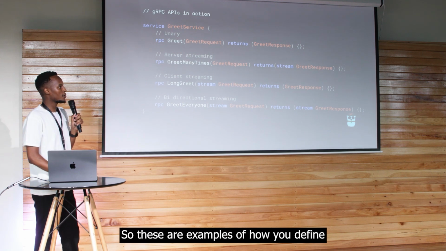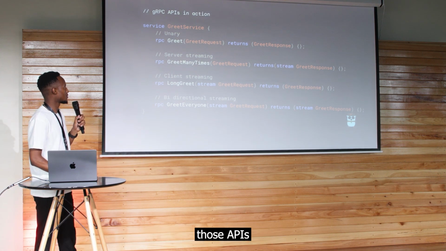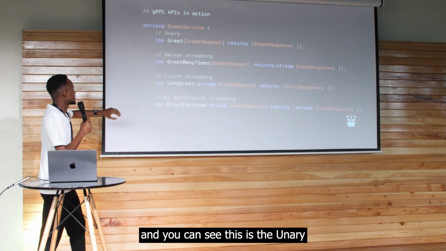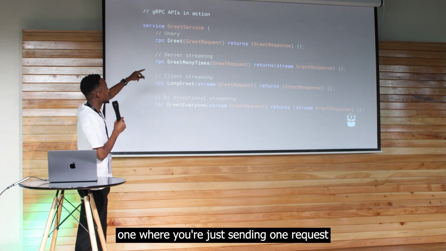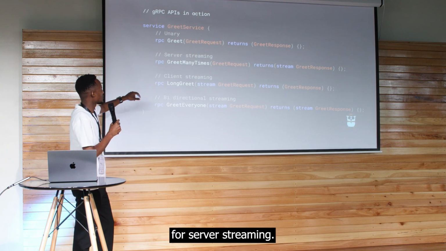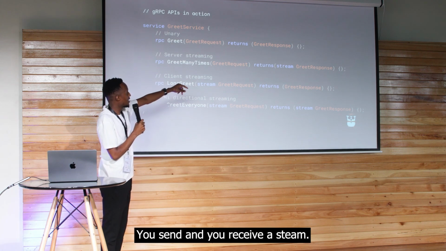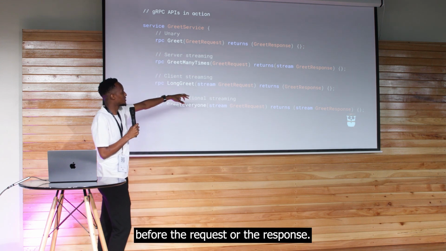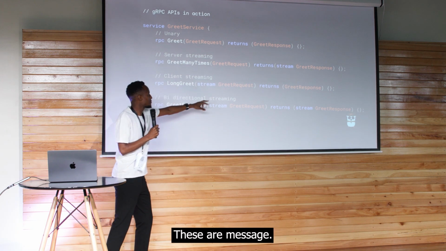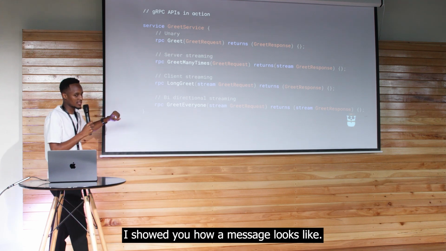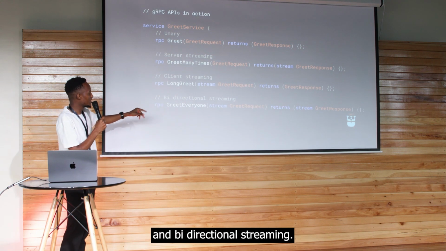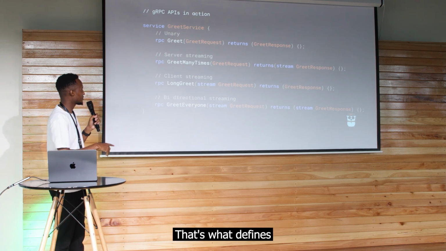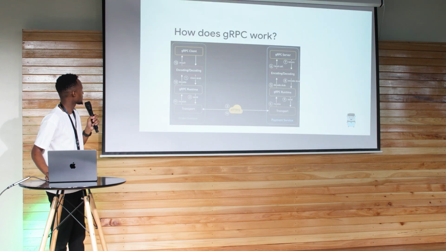So these are examples of how you define those APIs. I showed you the service part of the protobufs. You can see this is the unary one, where you're just sending one request and receiving one response back. For server streaming, you send one request and you receive a stream. So you only have to add a stream keyword before the request or the response. This is a message; I showed you how a message looks, and I think we're going to see that again. And bidirectional streaming is that: you just add a stream. That's what defines where the stream is coming from.